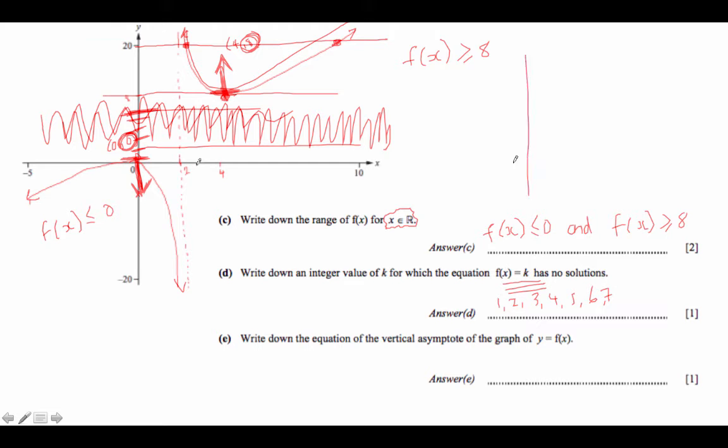Let me just explain that one more time on a fresh sketch. So this graph goes up to 0, 0 here, and then there's another part of the graph which comes something like this, and this stops at 8, this stops at 0. So if I'm going to put a line f of x equals k, I could put it anywhere between those two numbers and it would never cross the graph. Okay, so 1, 2, 3, 4, 5, 6 or 7.